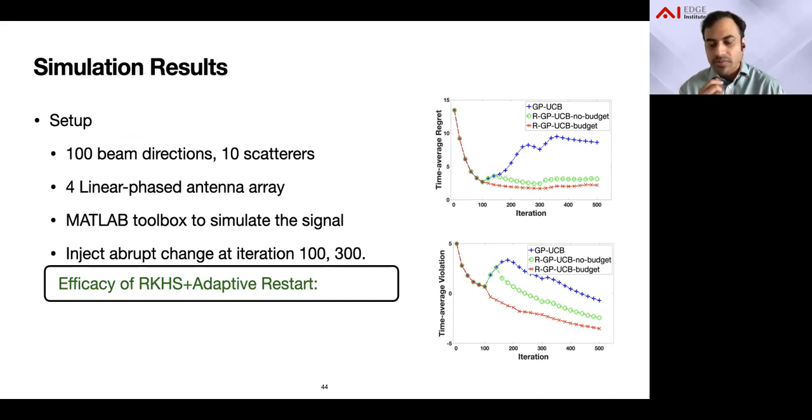So we can also be fine if you do not have this estimate. If you see in this, when you're injecting this change at 100, obviously the regret increases. And this GP-UCB is the no restart version. We are not restarting it, right?